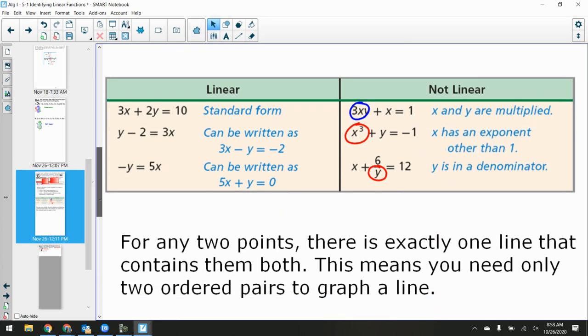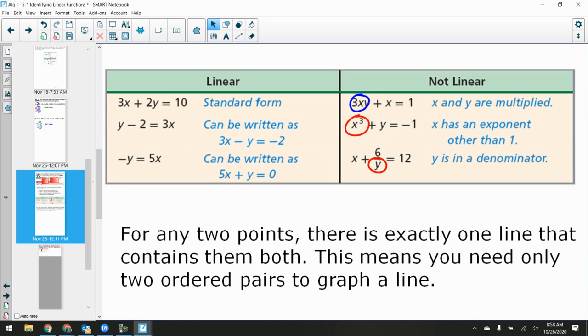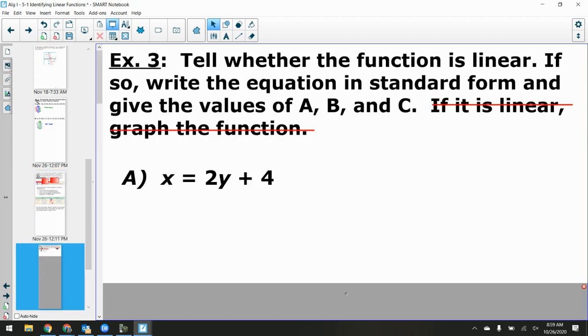Okay. Now remember, for any 2 points, there's exactly one line that contains them. This means you only need really 2 ordered pairs to graph the line. Let's take a look here. Tell whether the function is linear. If so, write the equation in standard form and give the values of a, b, and c. If it is linear, graph.